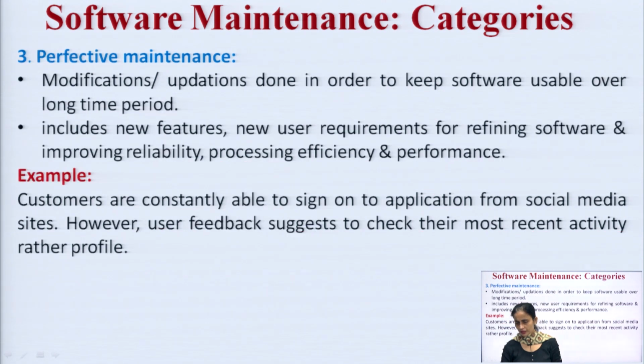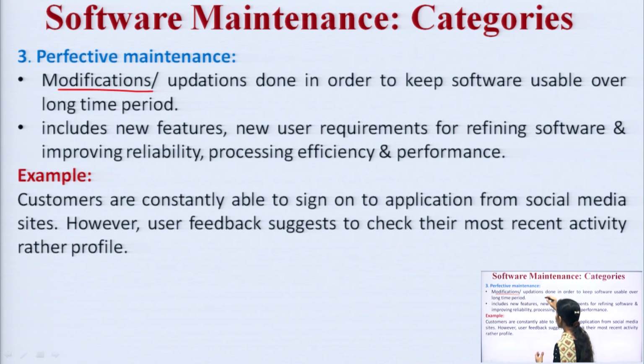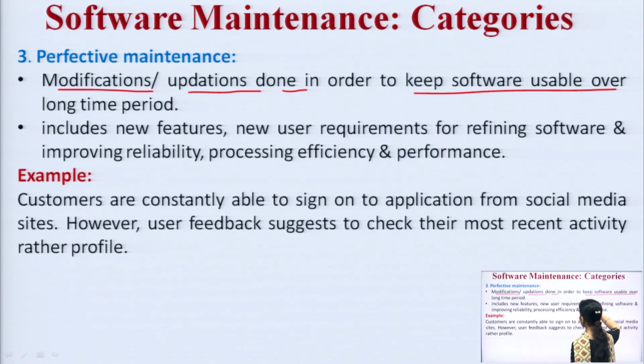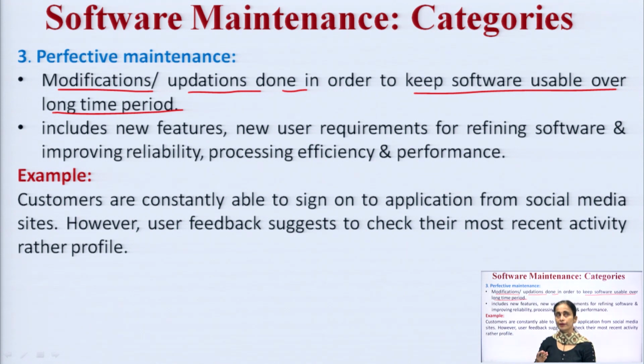Then the third kind of maintenance is perfective maintenance. Perfective maintenance says that there should be modifications or updates done in the software product in order to keep the software usable over a long period of time. With respect to time, with respect to requirements, modifications should be done.